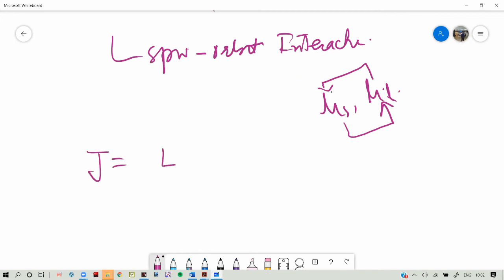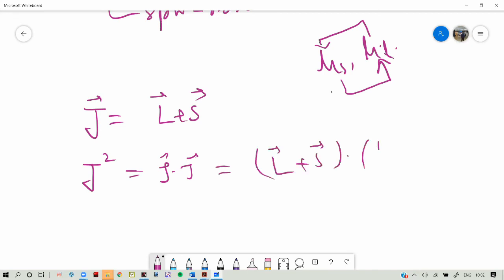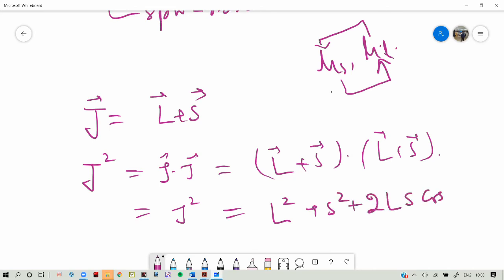So we have J equal to L plus S. This is a vector addition: J is a vector, L is a vector, S is a vector. If I have to take J square, it is J dot J. It is L plus S dot L plus S. This is J square cos theta, but theta is 0, and cos 0 is 1, so it is J square only. I can write it as A plus B into A plus B. It is not a scalar multiplication, it is a dot product. In the dot product, you know how we write it. It is L square plus S square plus 2LS cos theta, where theta is the angle between L and S.